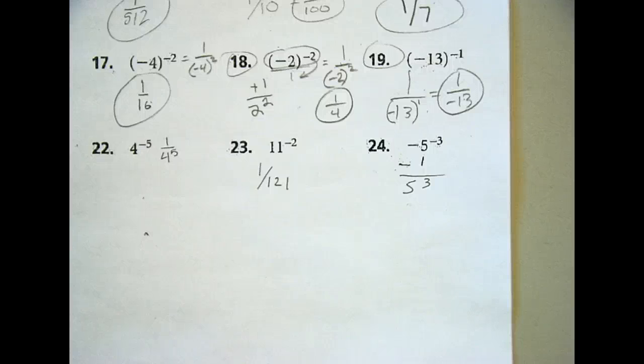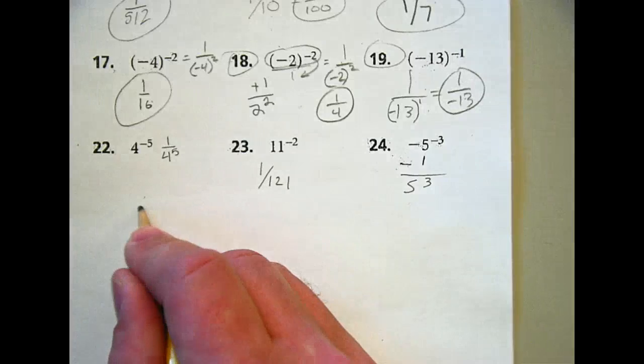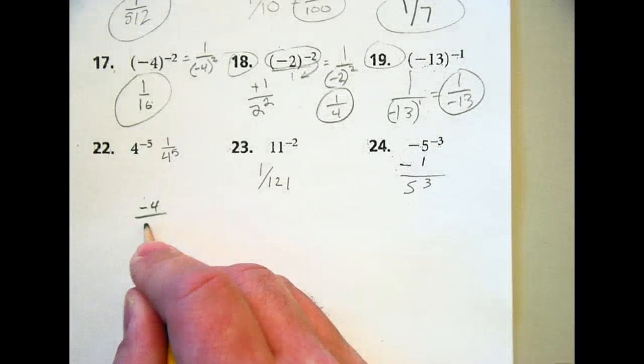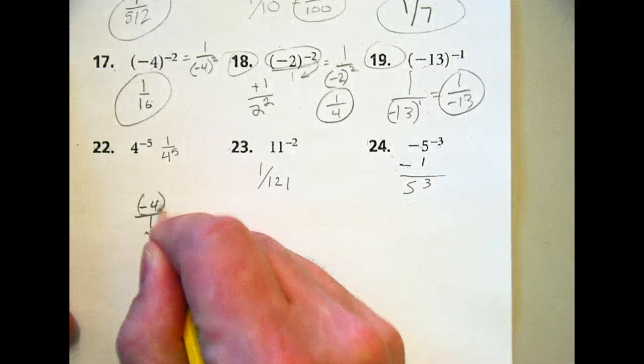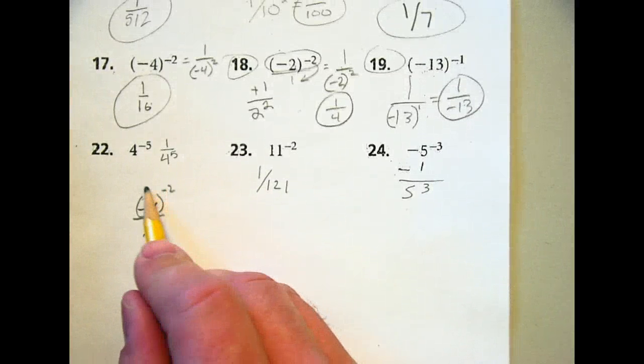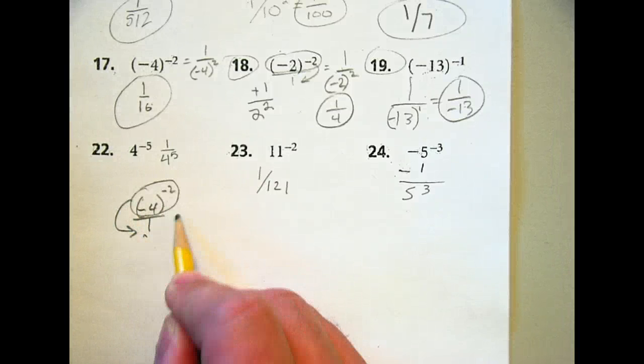How many got all 5 correct in the second row? How many got 4 out of 5? Okay. So on 17, what do you do? On 17, you have negative 4 to the, well, let's think of it as negative 4 over 1, to the negative second. This part right here, since the negative's in parentheses, we switch sides.